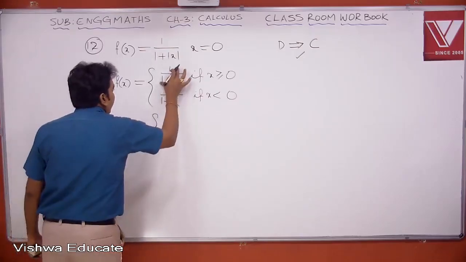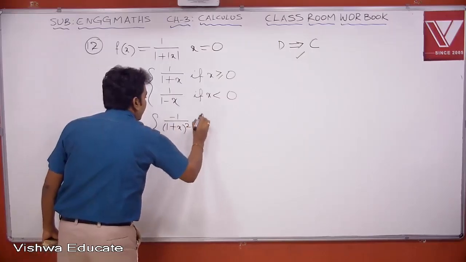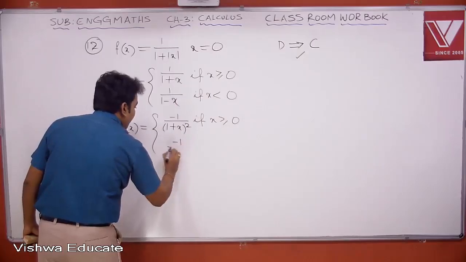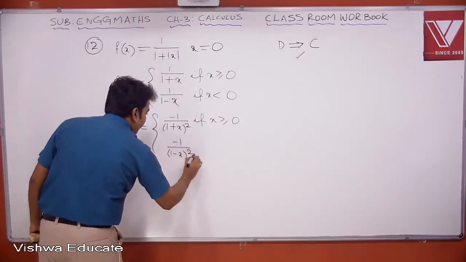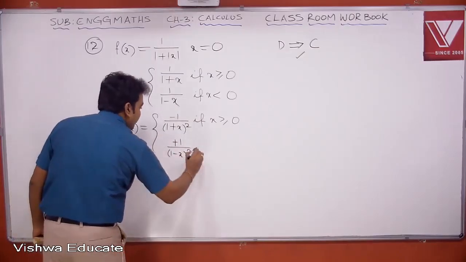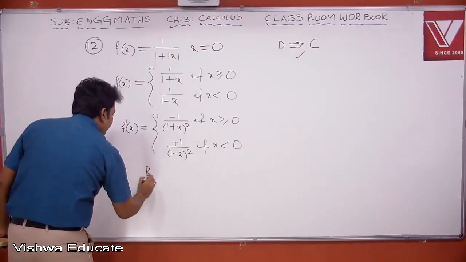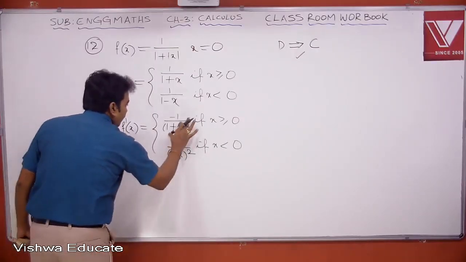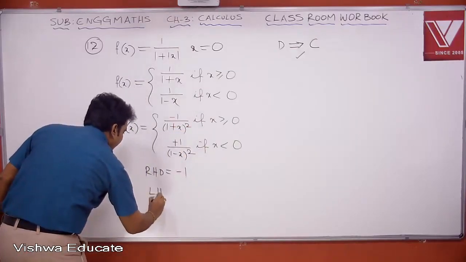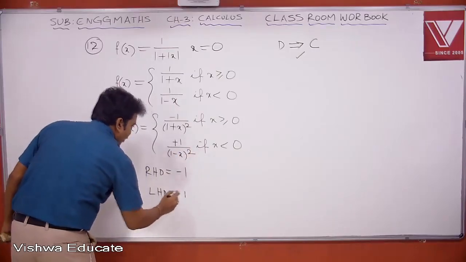Now let us find its derivative. f dash of x is the derivative of this: minus 1 by 1 plus x whole square if x is greater than or equal to 0. Now it is again minus 1 by 1 minus x whole square, but the derivative of 1 minus x is minus, so multiplying with minus, it becomes plus, if x is less than 0. Now this is the function for RHD, so replacing x by 0, we get minus 1. This is the function for left hand derivative, replacing x by 0, we get 1.